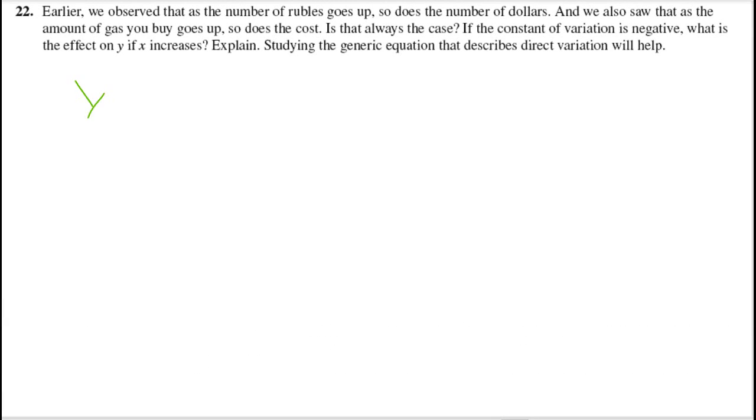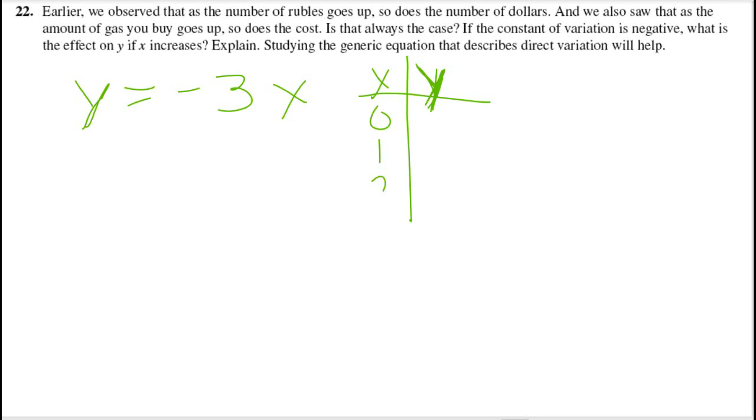So what if we have y equals negative 3x? If I look at a table, negative 3 times 0 is 0. 1 times negative 3 is negative 3. 2 times negative 3 is negative 6. And then negative 9. So if I have a negative coefficient, then things are going to go down.